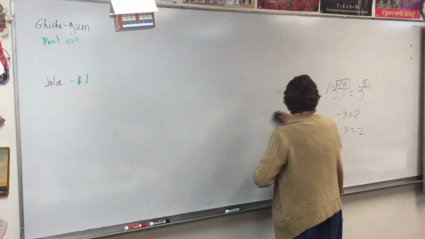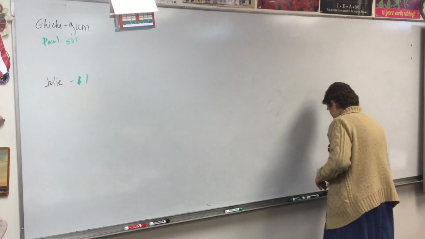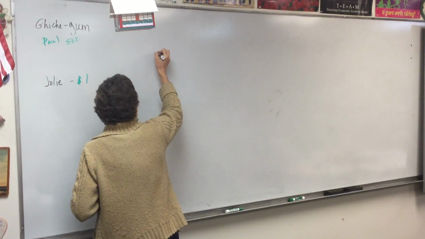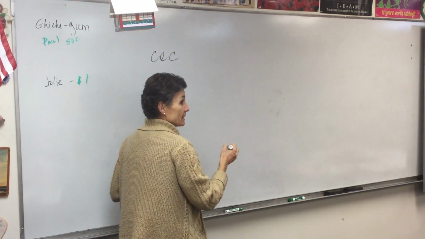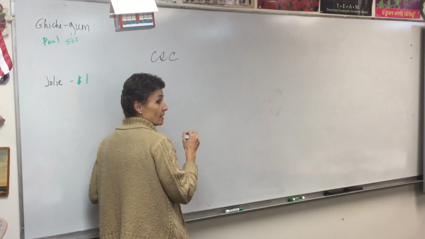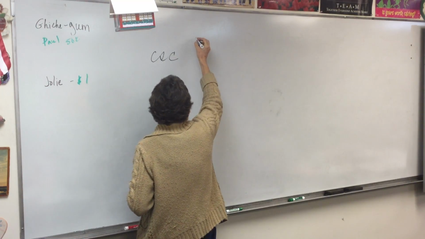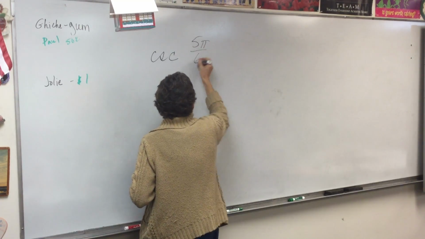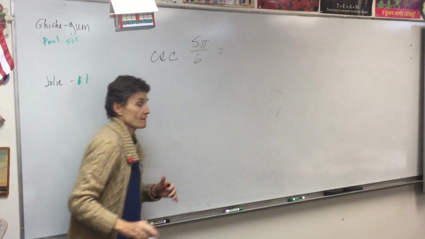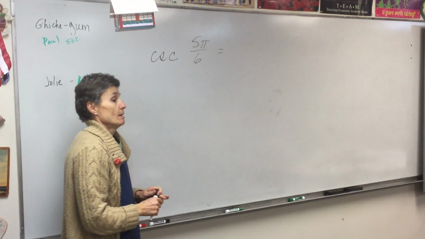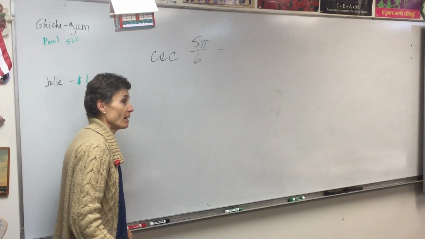the values, the trig values, for some of the special angles. So something like this. Let's just jump in and do one. Let's find the cosecant. There's your abbreviation of the cosecant. The cosecant of 5 pi over 6. We'll just incorporate a couple quiz questions in here. Cosecant 5 pi over 6.